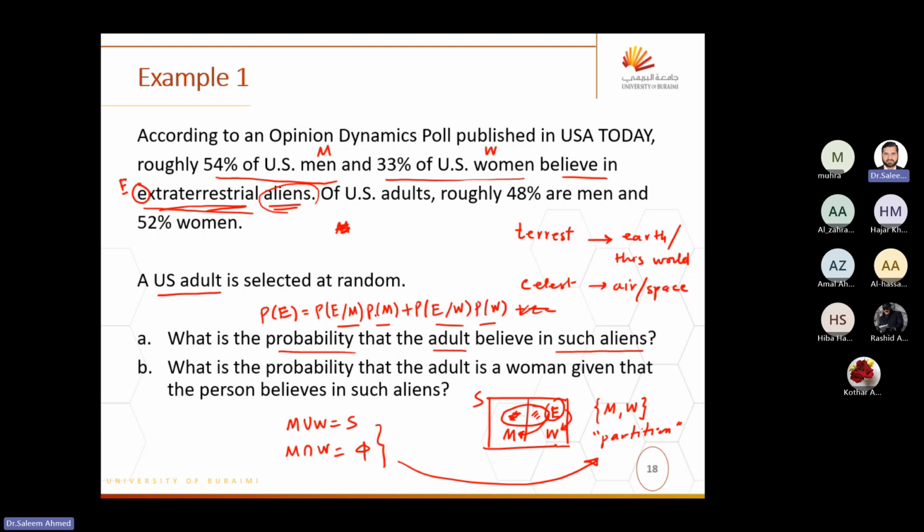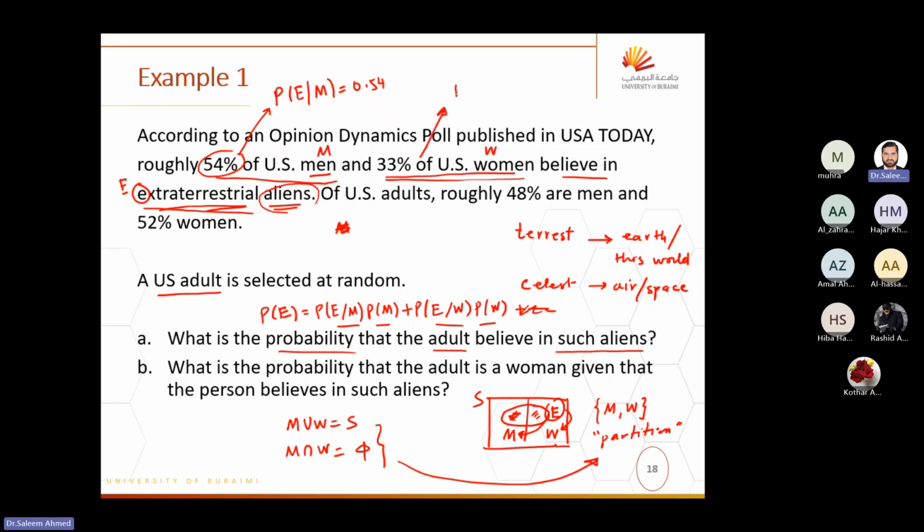So what are these probabilities? First of all, E given M. You see here, he said 54% people believed in aliens, but who? Men. So if you tell me the selected person is a man, then I know that the probability he will believe in aliens is 0.54. And 33% of US women.